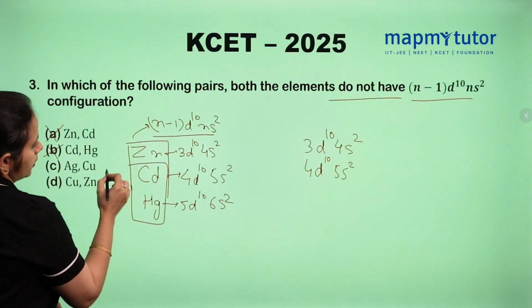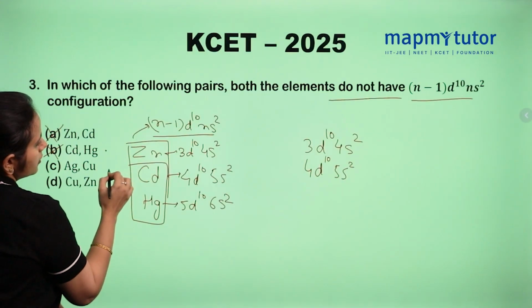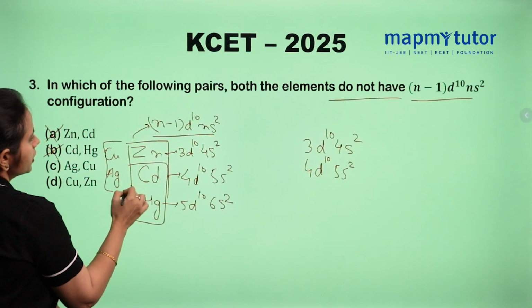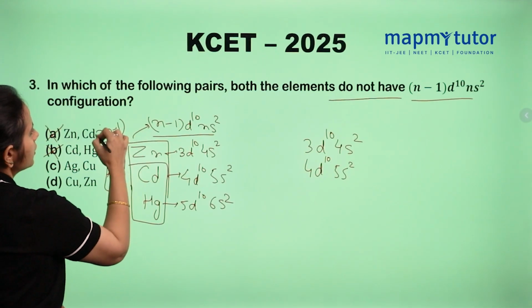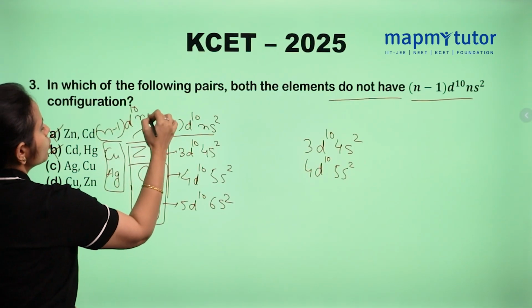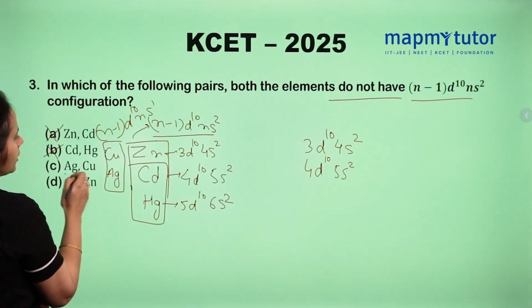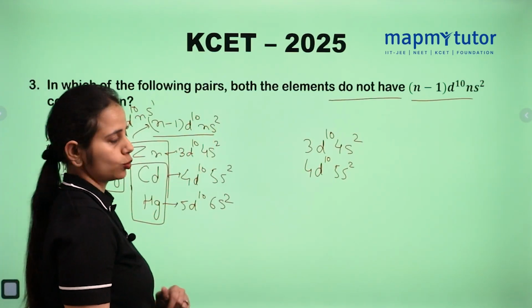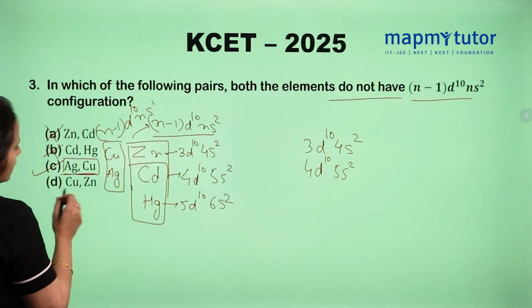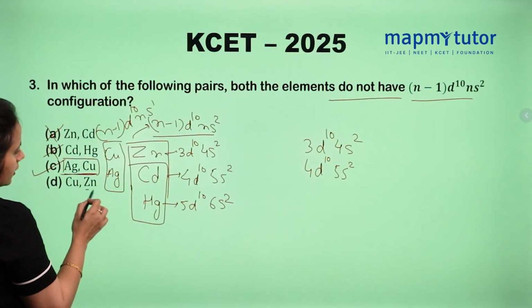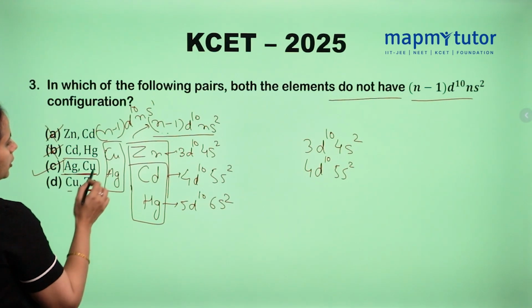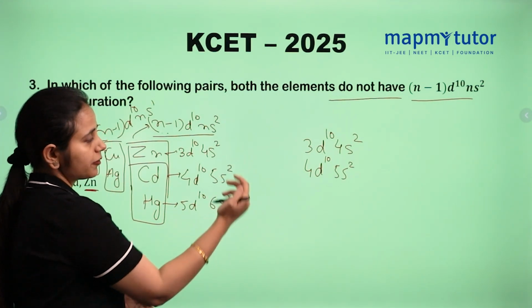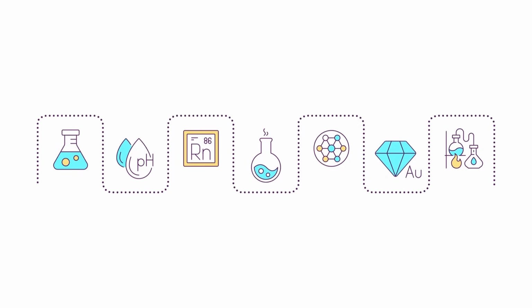Next is silver and copper. It is copper and silver. So this is N-1 D10 NS1. So both of these elements do not contain the configuration N-1 D10 NS2. So this is the right answer. In the last option, zinc again contains the same configuration, but copper doesn't. But we want both the elements which do not contain this configuration. So C is the right answer.